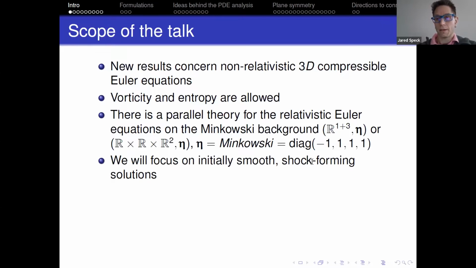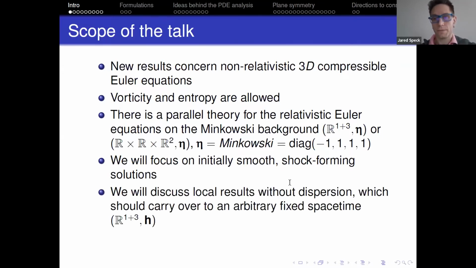And the discussion will focus on solutions that start off smooth. So the initial data are going to have a lot of regularity. I won't say exactly what it is, but for technical reasons, it's got roughly 20 derivatives worth of Sobolev regularity. And these initially smooth solutions end up forming a shock. And the purpose of this talk is to show you in full detail what the singular surface looks like.